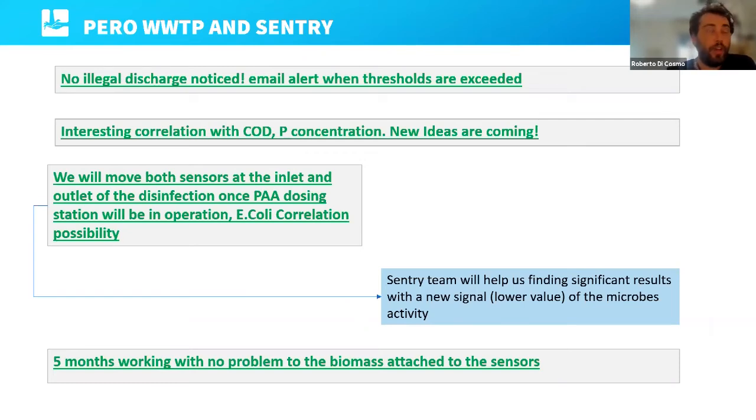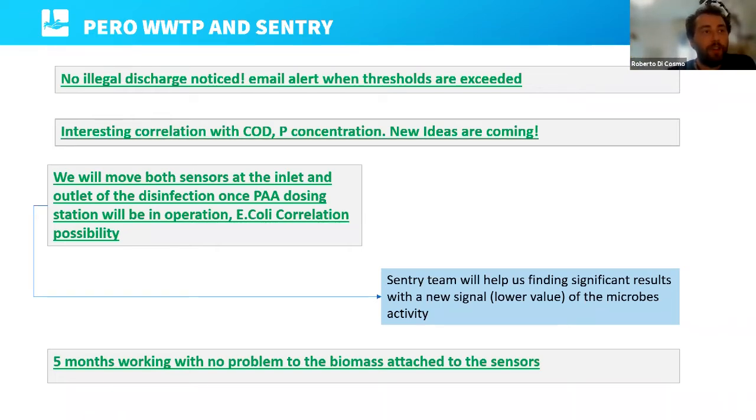We noticed this interesting correlation with nutrients, of course, and new ideas are coming on this. We are waiting to move this sensor in order to fix the effect of disinfection in our new peracetic acid dosing station. And maybe, let's see, I hope to see some correlation with Escherichia coli in the inlet and in the outlet. Of course, we need the help of SENTRY teams.